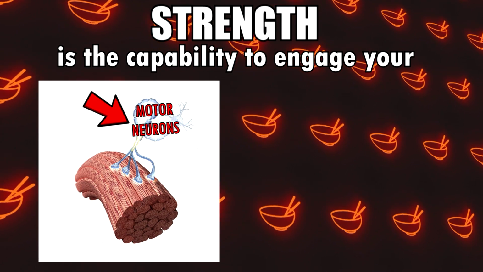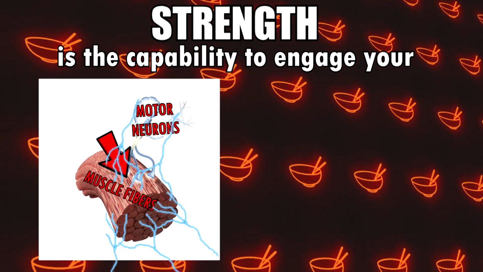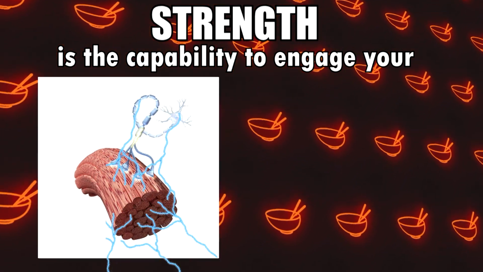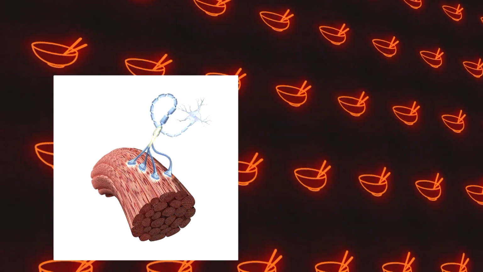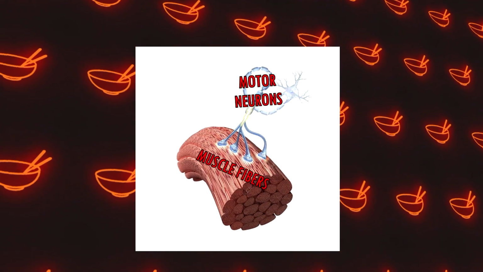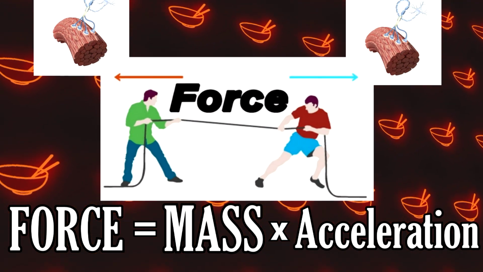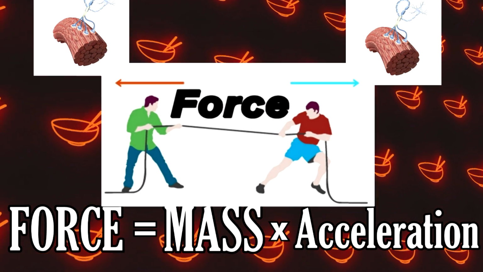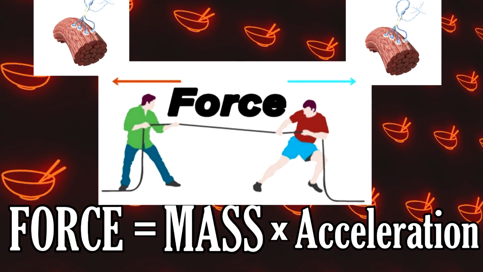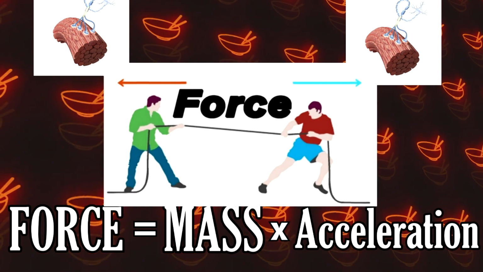So to be more specific, strength is the capability to engage muscle motor neurons and the muscle fibers attached, to generate the force necessary to achieve a specific outcome. The motor neurons and their muscle fibers are referred to as a motor unit. Force is a mass times its acceleration, so depending on how much of a mass is there and how fast said mass is accelerating will decide how much force is outputted from these motor units.